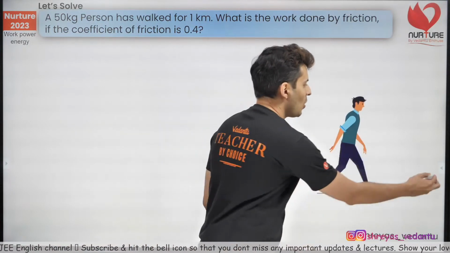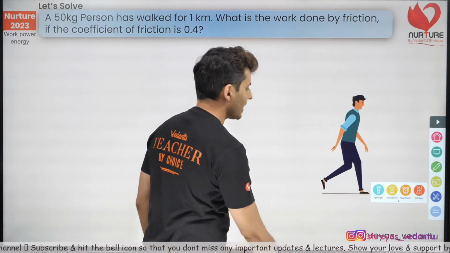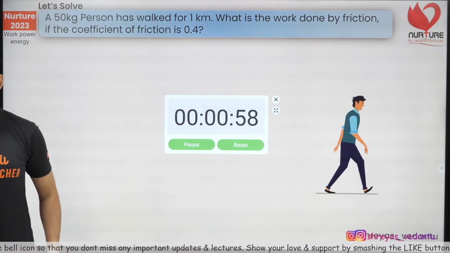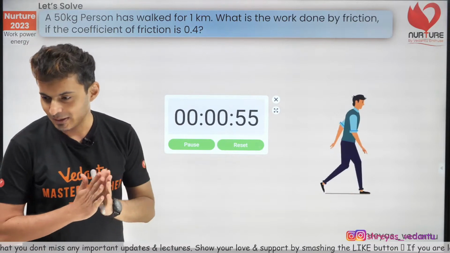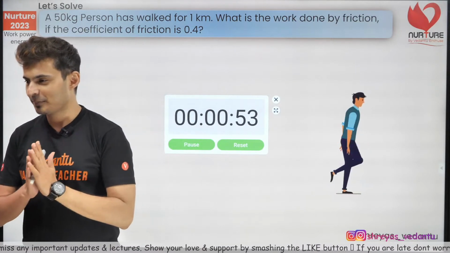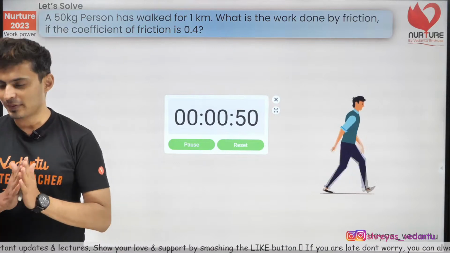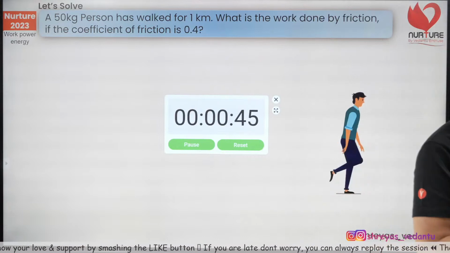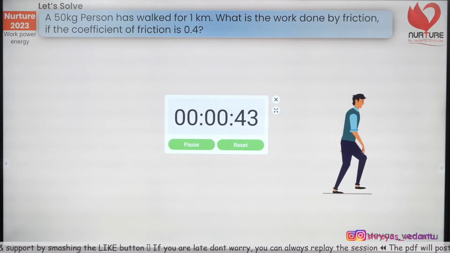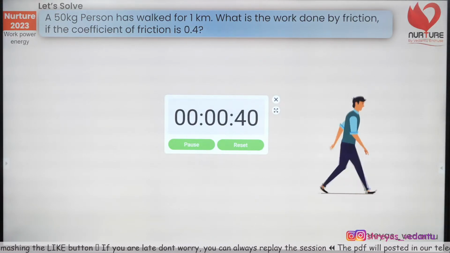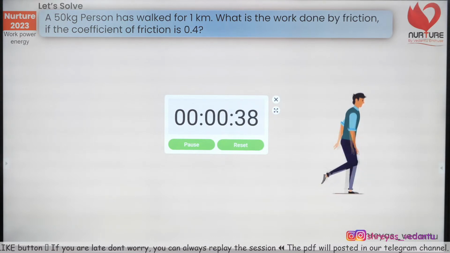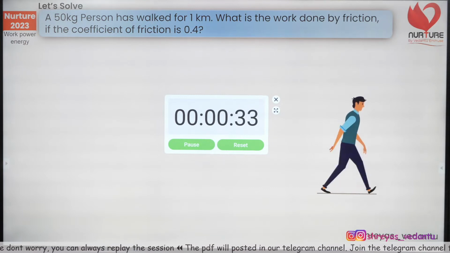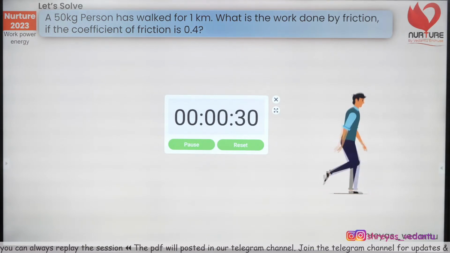I'm just going to give you 1 minute and let's see how many of you can solve this question in under a minute. You have hardly 50 seconds to solve this and I'm pretty sure you can. This is going to be one hell of a question because many of you are going to make a very common mistake. Let's see, 35 seconds more. It's very easy. Think about it.